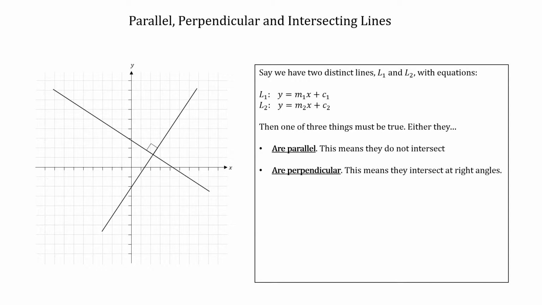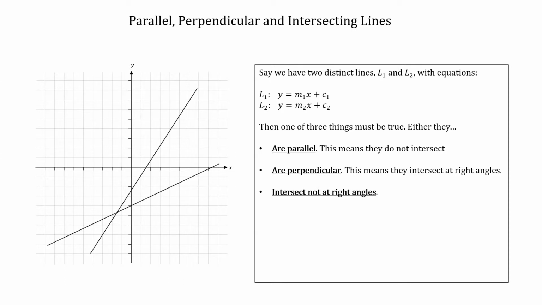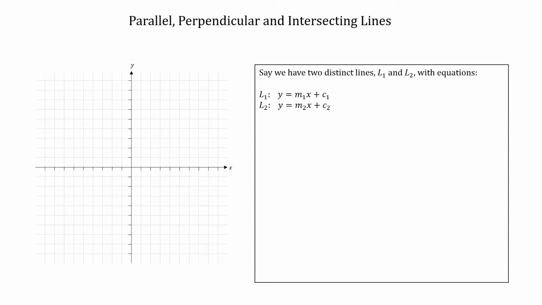If they're not parallel or perpendicular, then they must intersect not at right angles. Because they're not parallel, they are crossing over each other, but not at a right angle. So here's an example of two lines intersecting, but they're not perpendicular. So exactly one of these three things must be true for any two distinct lines, L1 and L2.